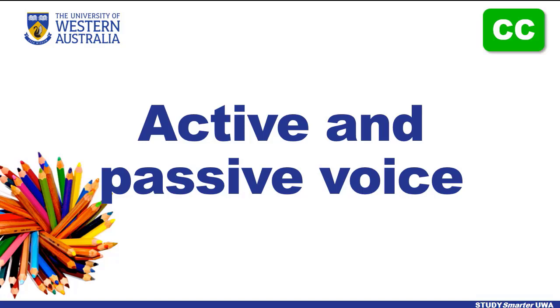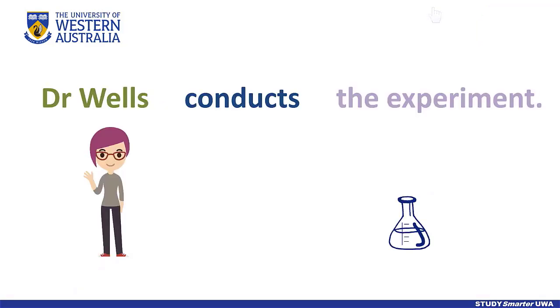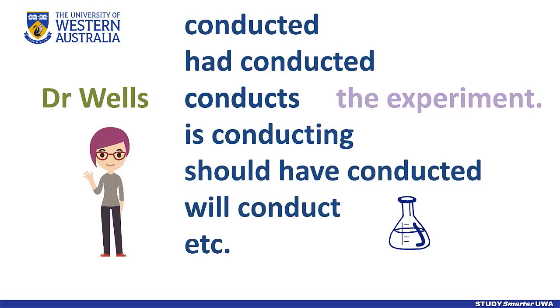You may have been asked to use the active or passive voice, but what do those things actually mean? A sentence in the active voice has a subject, a verb that can come in many different forms, and often an object.